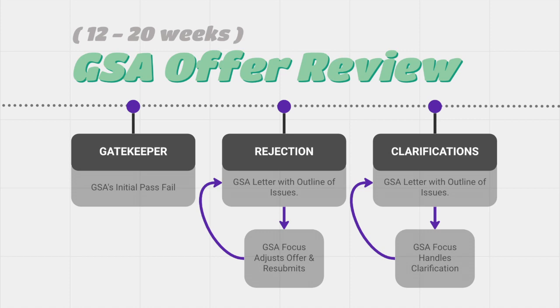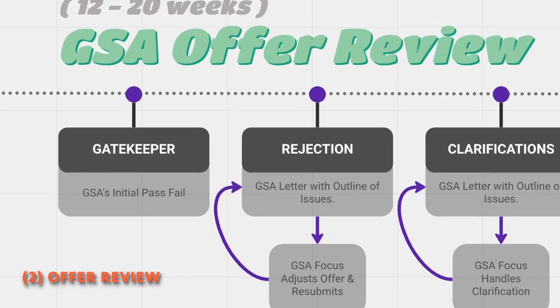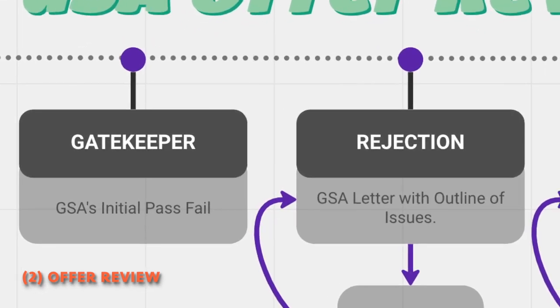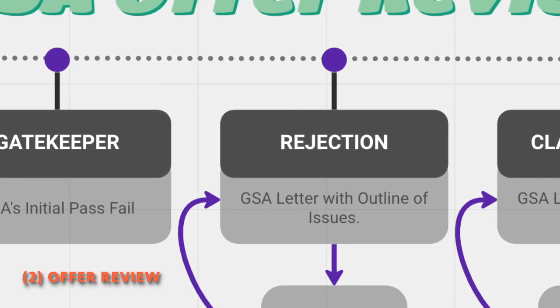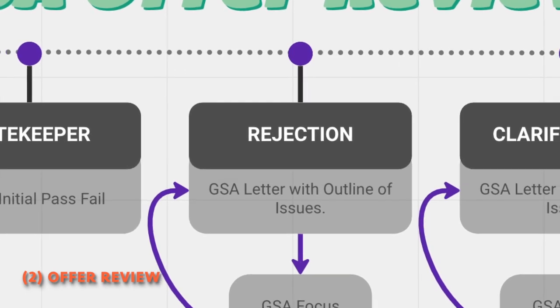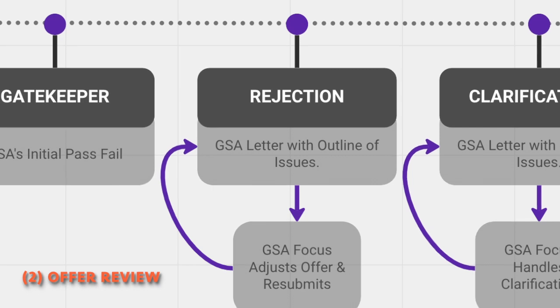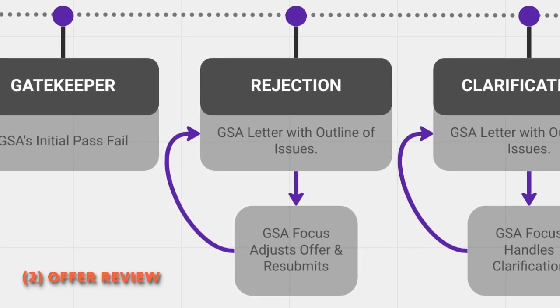The next stage is the offer review. Within 1 to 2 weeks of submitting the offer, a gatekeeper will conduct an initial pass-fail review. If the offer is found to be incomplete, then GSA will issue a rejection statement with guidance to make the necessary adjustments. Rejections are common, and they sound bad, but are actually a very helpful part of the process. The GSA is good about rejecting quickly, so very little time is lost.